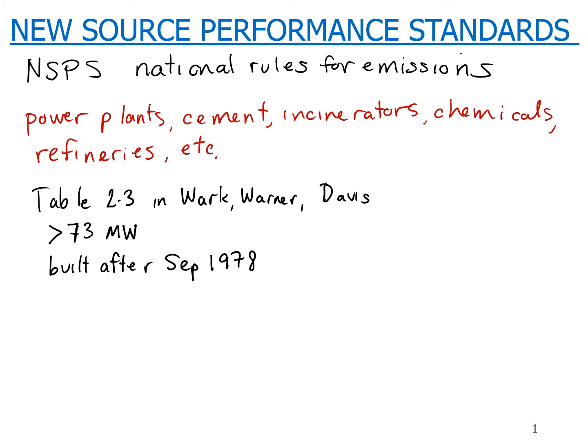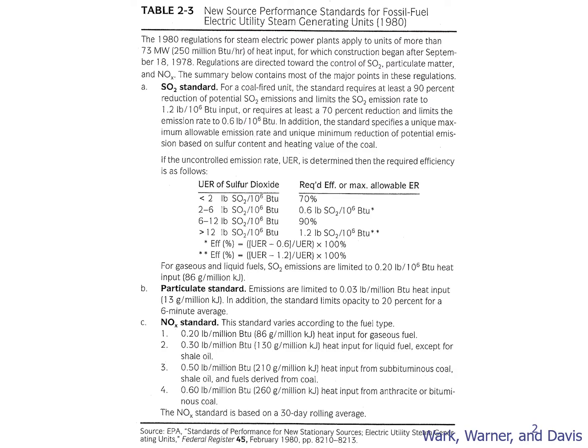And they are written for SO2, which comes from sulfur in the coal, nitrogen oxides, NOx, which forms during high temperature combustion, and also particulate matter, which comes from ash in the coal, things that don't burn in the coal, and also from formation of particles during the combustion process itself. So this is entitled New Source Performance Standards for Fossil Fuel Electricity Utility Steam Generating Units. And you can see there's categories A, B, and C.